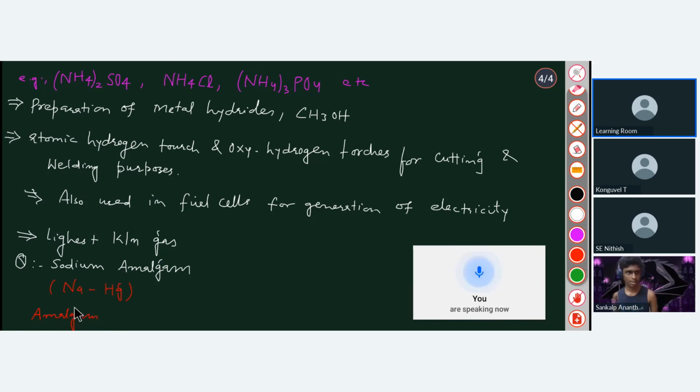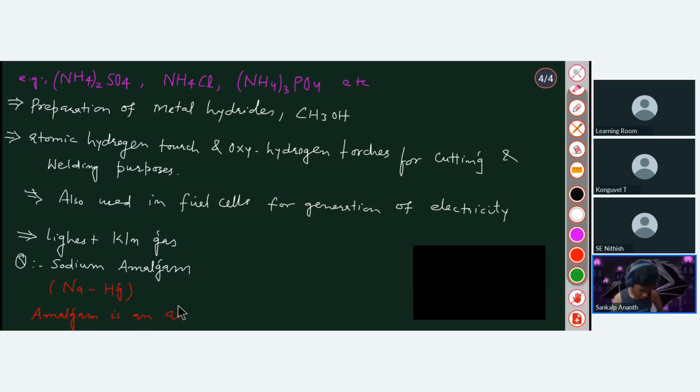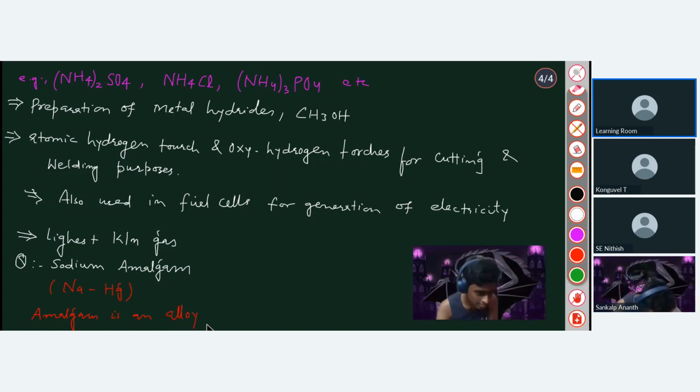So you will write this. Hello? Yes, I can hear you, sir. Okay. So amalgam is an alloy containing one of the metals, mercury, that is Hg. Got it? Yes, sir.